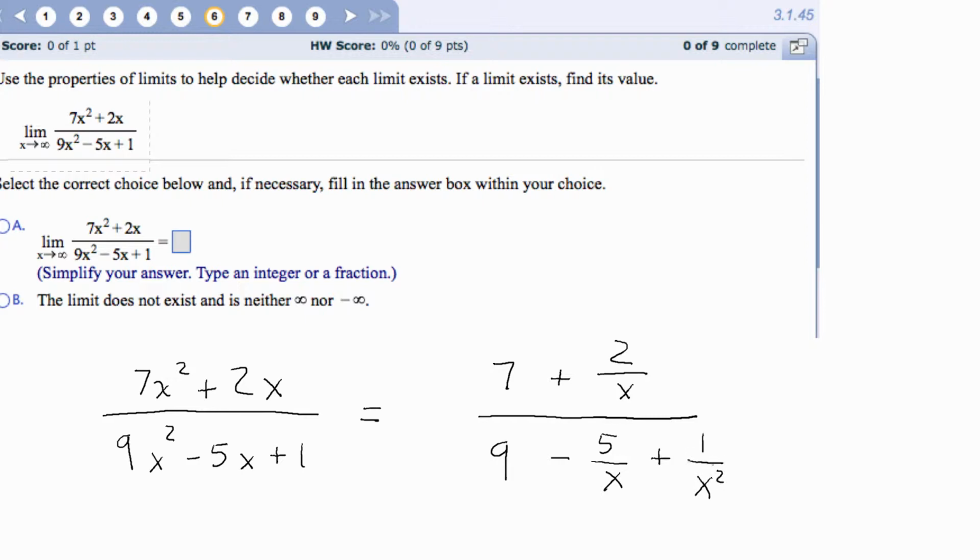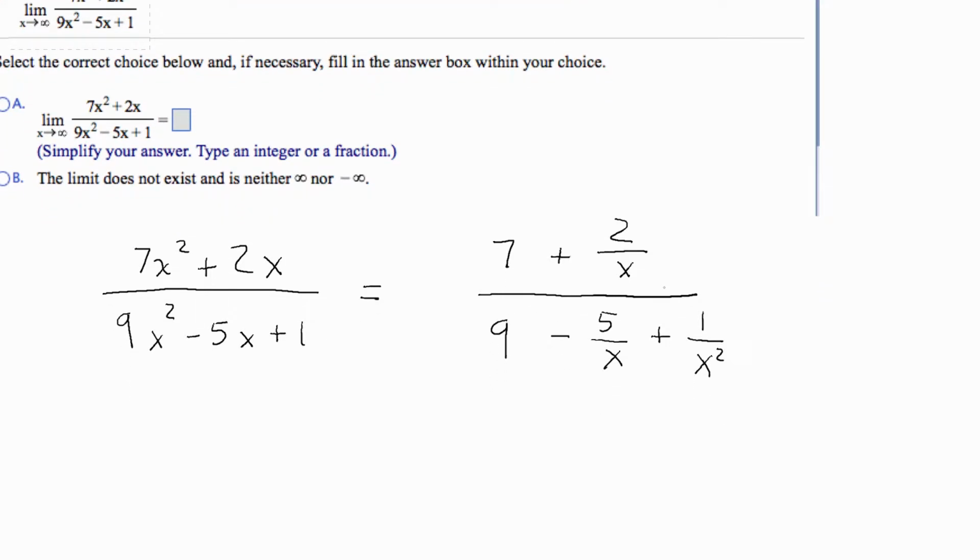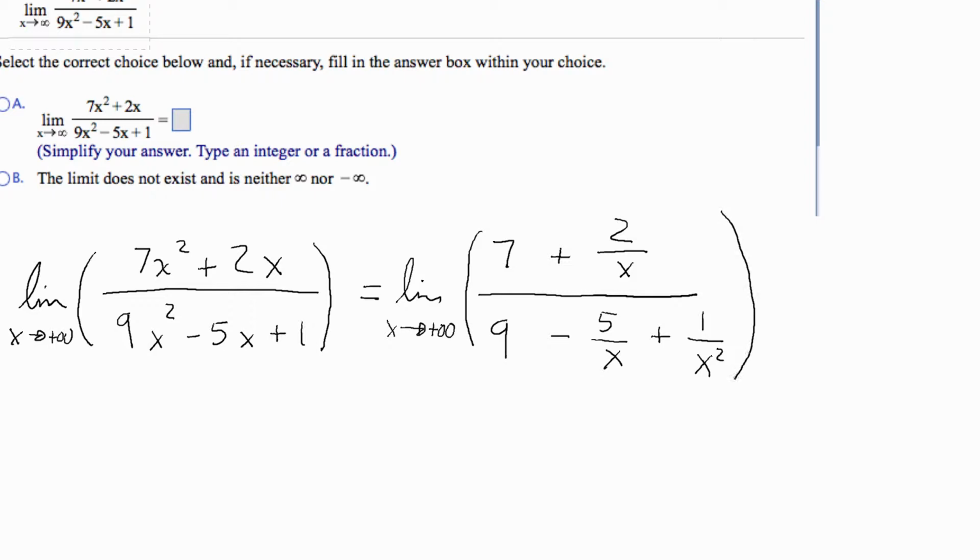Now notice, if I calculate this limit as x approaches positive infinity, it will be the same as if I calculate this limit as x approaches plus infinity, because we're not going to be near 0, and these expressions are both well-defined away from 0. But notice what we get. Here we can see that this part goes to 0, this part goes to 0, this part goes to 0, so we're left with 7/9.